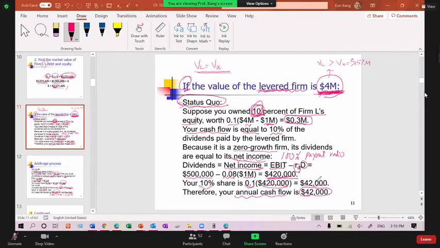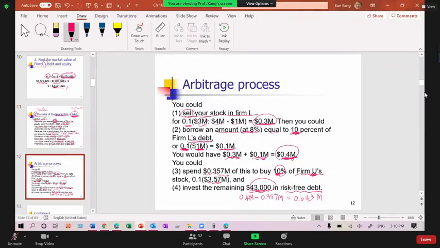Then what? Now the arbitrage process is such that, as I said, buy low, sell high. So sell your stock in firm L. If you sell stock, you have 10% of the whole company's equity value, 3 million times 0.1, so 0.3 million, right? And then you borrow 10% of Firm L's debt, so 1 million times 0.1. Then total money available is 0.4 million, right? 0.3 million from the sale of your stock in Firm L and 0.1 million from borrowing. So total 0.4 million.